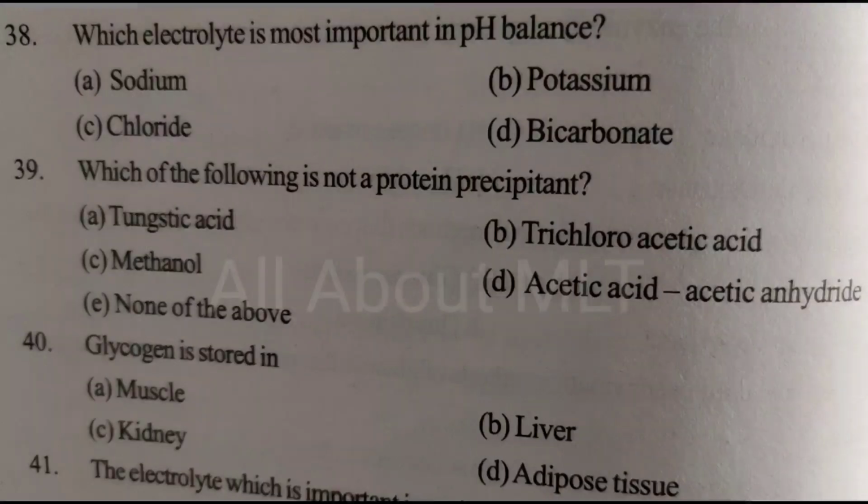Which electrolyte is most important in pH balance? Option A, sodium. Option B, potassium. Option C, chloride. Option D, bicarbonate. Answer is option D, bicarbonate.